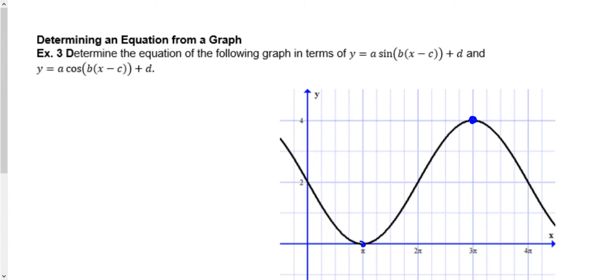Minimum value is right around here, put a coordinate dot there. So quickly off to the side, you have a max equals 4, you have a min equals 0.